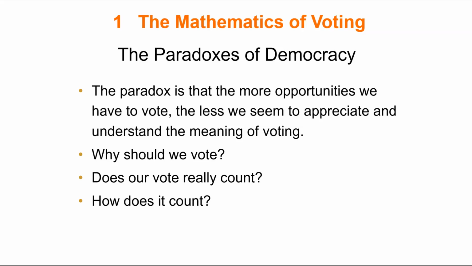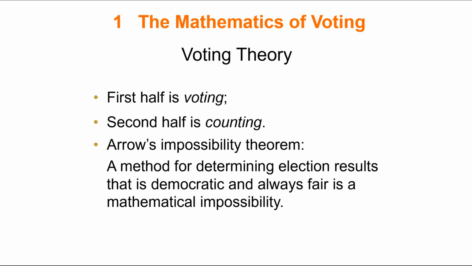Now, the paradoxes of democracy. The paradox is that the more opportunities we have to vote, the less we seem to appreciate and understand the meaning of voting. Why should we vote? Does our vote really count? And how does it count? So these are things we're going to explore more in the discussion board this week. So in voting theory, the first half is voting, actually casting the ballot, but then the second half is counting, and that's what we're going to be talking about in this module. Arrow's impossibility theorem states, a method for determining election results that is democratic and always fair is a mathematical impossibility.